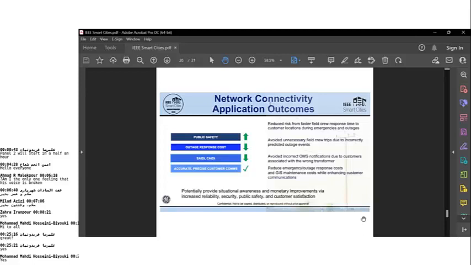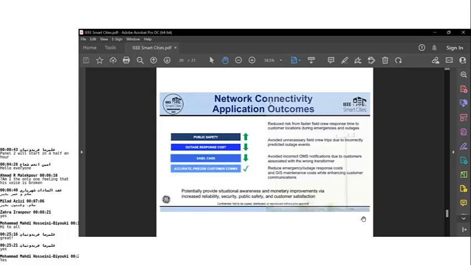Another key component is some reliability metrics, SAIDI and CAIDI. The first one is more about interruption duration at the system level, as well as the customer interruption duration. It tries to improve those. Those are the key reliability metrics that are typically mandated by legislation for each electric utility.